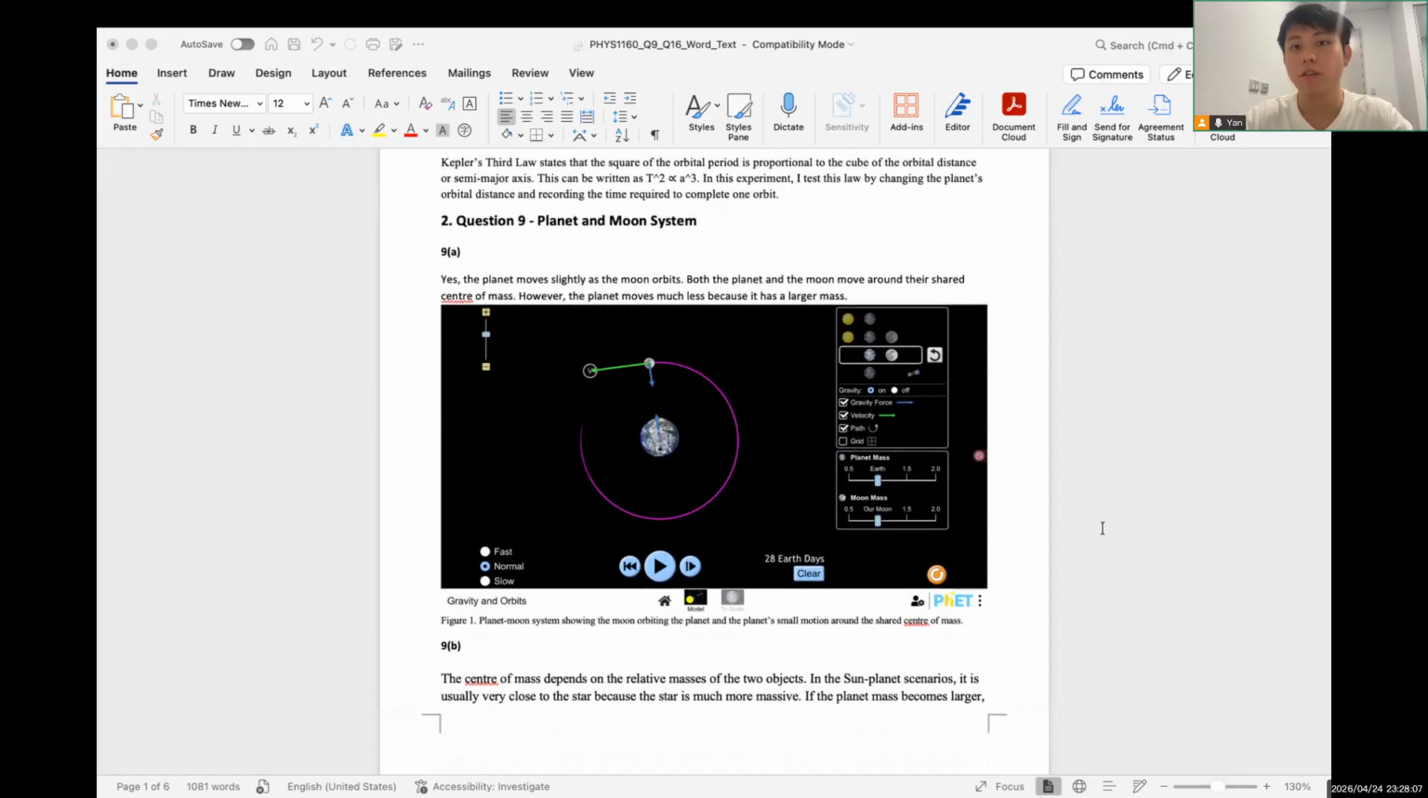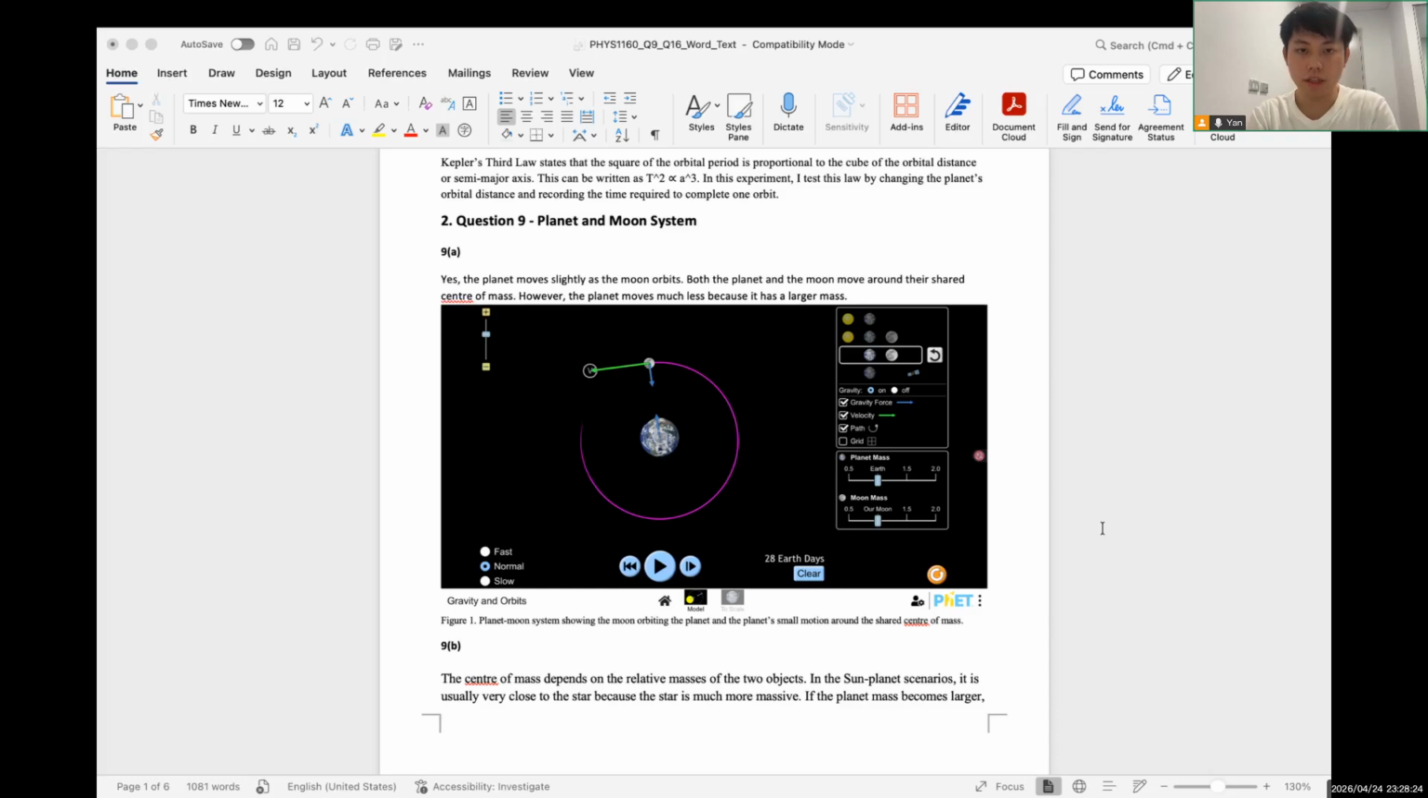For question 9, I used the planet and moon system. The planet moves slightly as the moon orbits. This is because both objects move around their shared center of mass. The planet moves less because it has a larger mass.